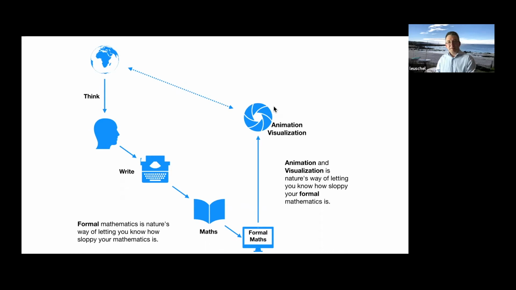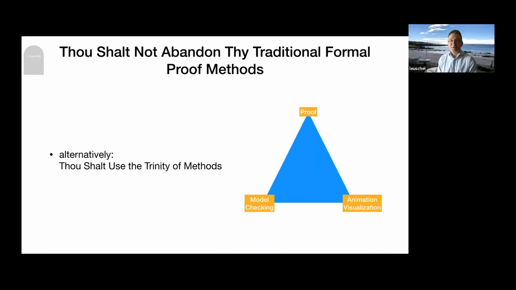But of course, you need all of that. So I'm not saying only use animation, because of course, then you will also make mistakes, right? Then you can go full circle. So that's the next commandment: of course, not to abandon the traditional formal proof methods, right? So in my experience, all three work very well together.